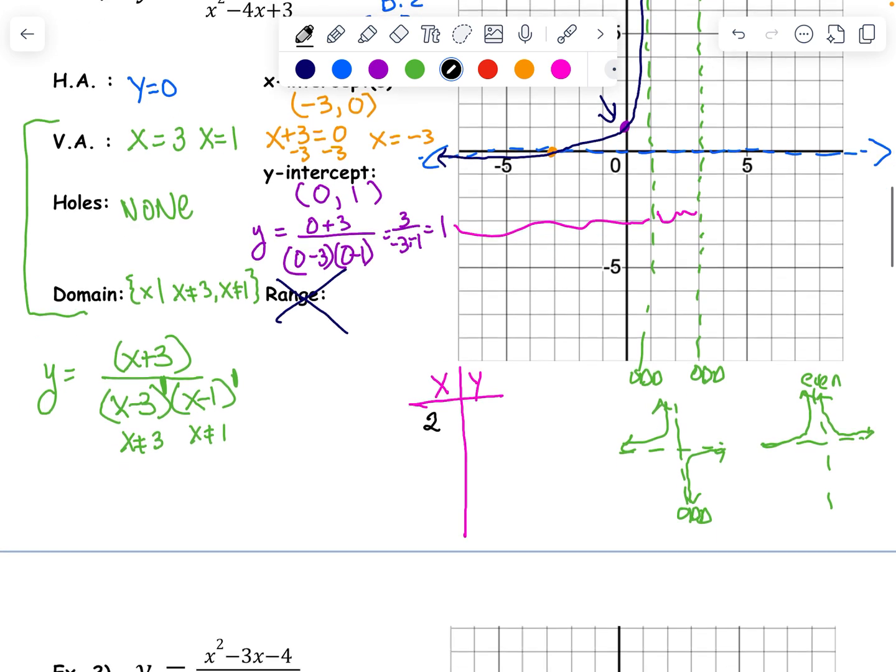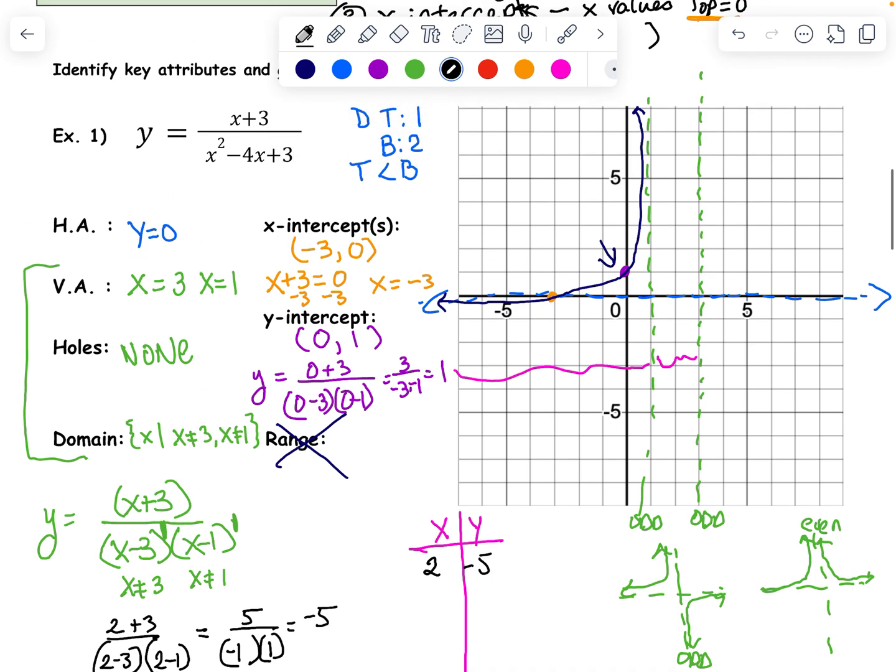So we can substitute 2 in, and we would get 2 plus 3 over 2 minus 3, and then 2 minus 1. So we would get 5 over negative 1 times 1. So this is going to be a negative 5. So 2 goes in, and a negative 5 comes out. So in that middle section here, I'm going to erase these. 2 goes in and a negative 5, 1, 2, 3, 4, 5 comes out. Well, we know it's not crossing the blue line, the horizontal asymptote, again. So we are going to go, or the x-axis, so we know that they're both down here.